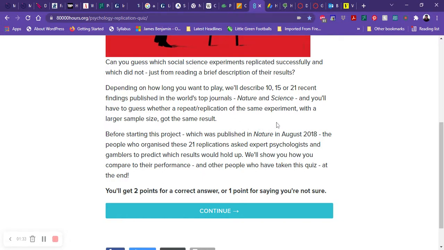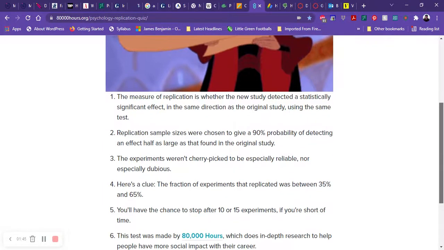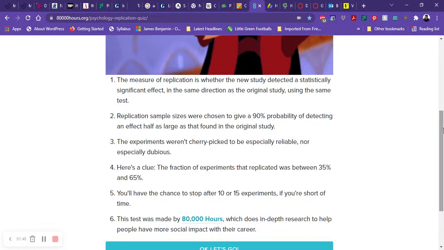Nature and Science, two very prestigious journals. And you can take a look for yourself. These will be presented randomly. So, again, here are the things you'll look for. Again, it tells you exactly that the measure of replication is whether the new study detected a significant effect in the same direction as the original study using the same test.